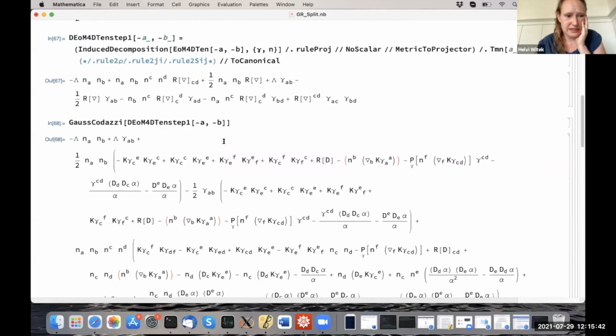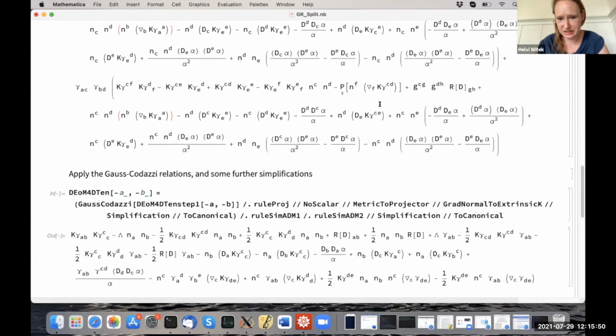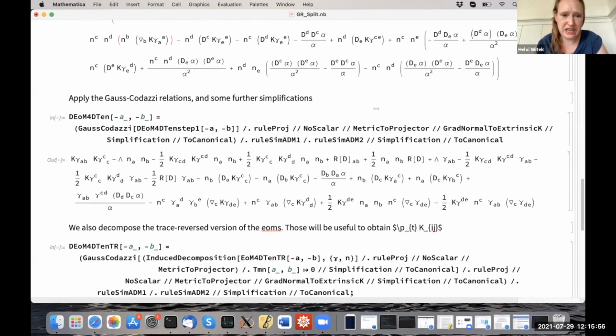Okay, so as I said, if you act with the Gauss-Codazzi command on our expression, we get this rather lengthy expression here, but we can simplify that further. So now I again have a combination of applying rules that I've defined myself, like this one, where I replace the occurrence of the projection operator with the 3 metric. Then this NoScalar and MetricToProjector is already defined in xTensor. The next one, GradNormalToExtrinsicK, is also super useful, where any occurrence of the gradient of the normal vector will be replaced by its relation to the extrinsic curvature.